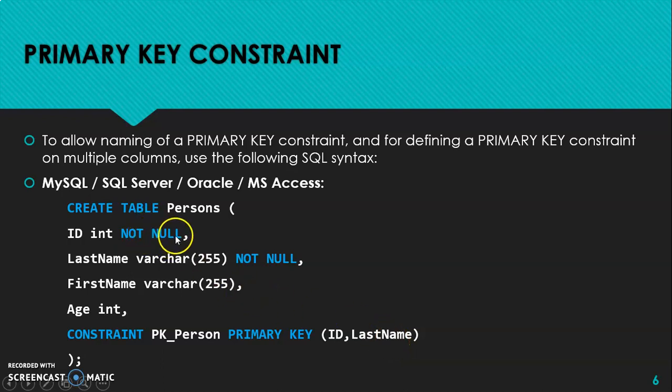So again we have specified here that both these columns should be not null. So we can use this as a primary key. So we will be using a constraint name, that is PK_Person, and then specifying what constraint it is, that is PRIMARY KEY, and the names of the columns that will uniquely identify the record.